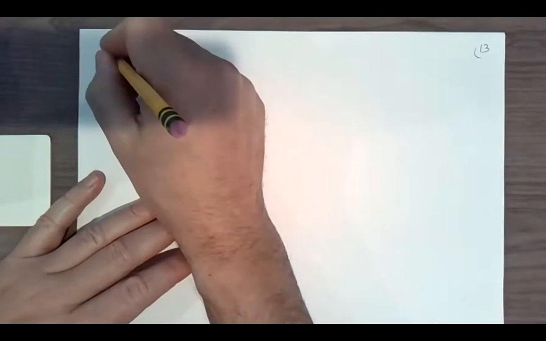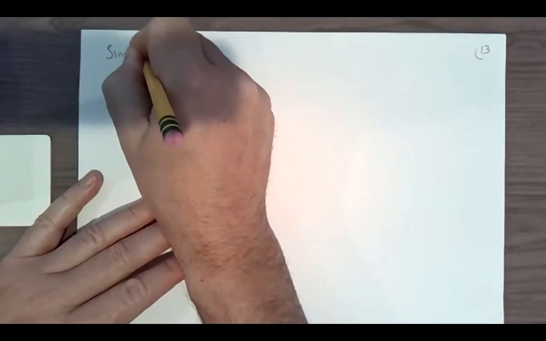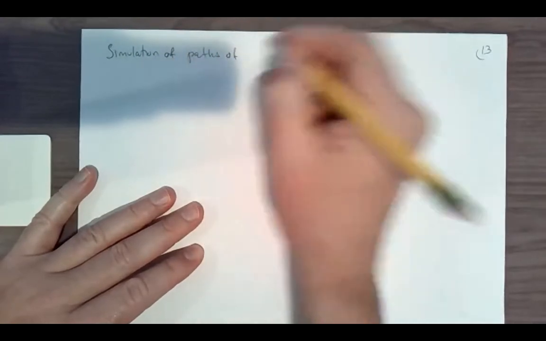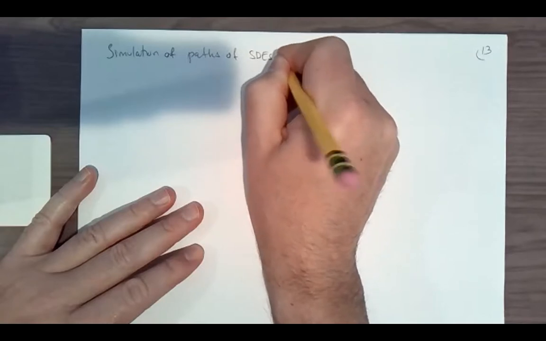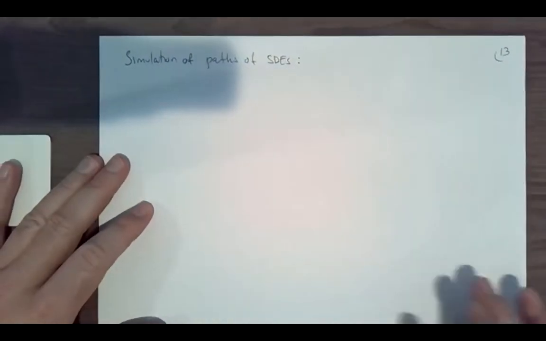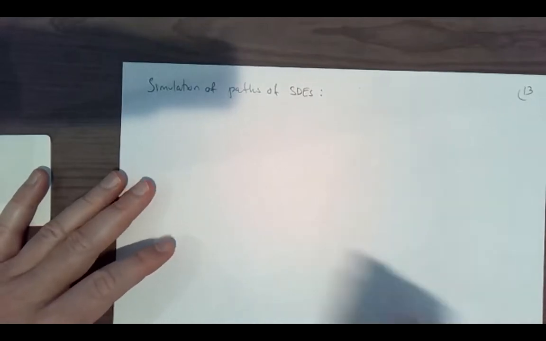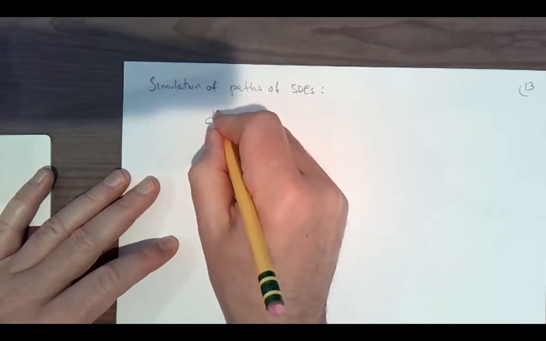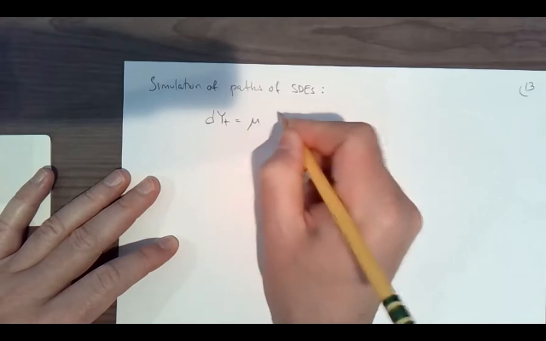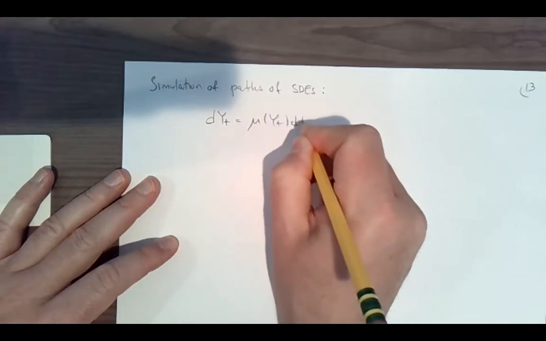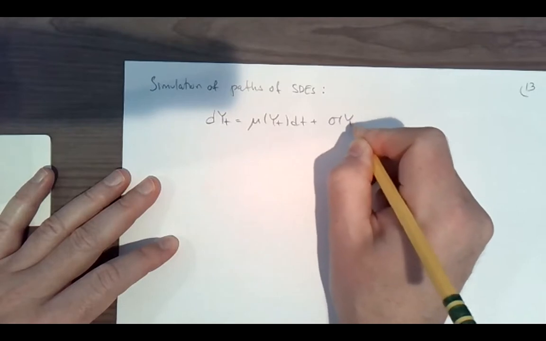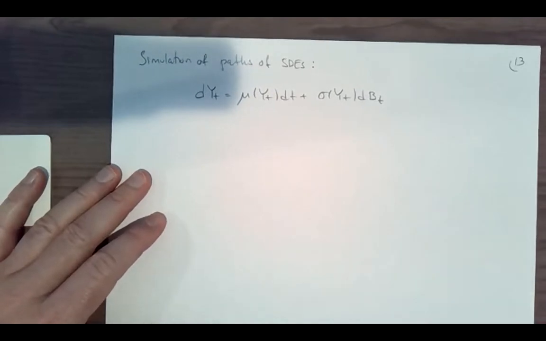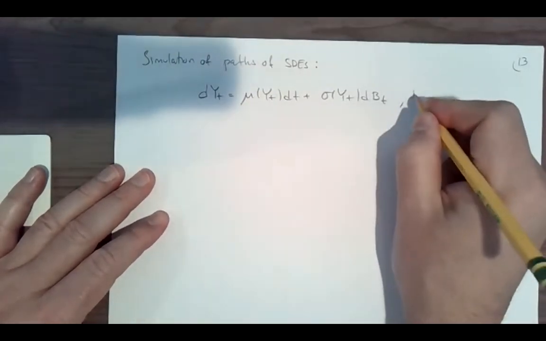Right, so Monte Carlo simulation. Simulation of pairs of SDEs. So the starting point is you have your SDE. This is Y_t, which has the form mu(Y_t) dt plus sigma(Y_t) dB_t. And you start out somewhere.